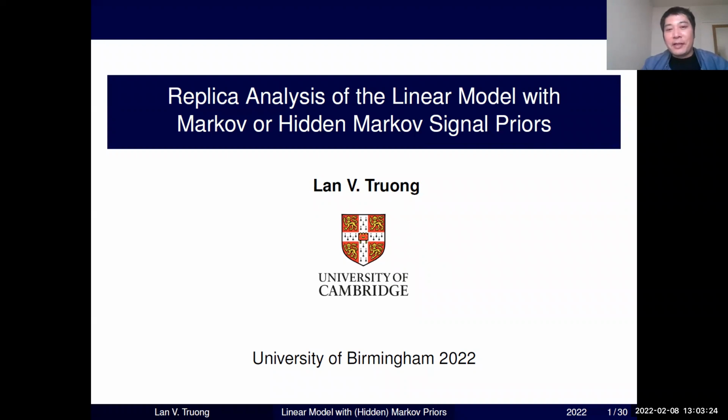It's a great honor to have a talk at your seminar series at the University of Birmingham. Today I will introduce one of my research works, replica analysis of the linear model with Markov or hidden Markov signal priors.